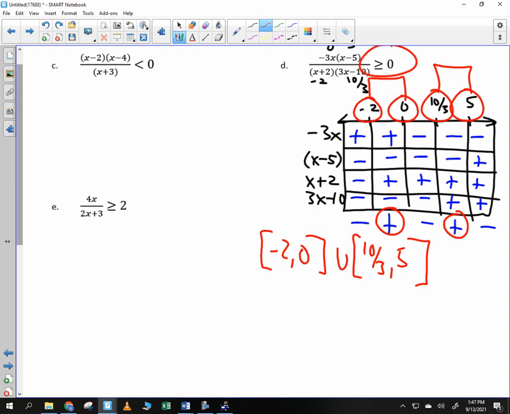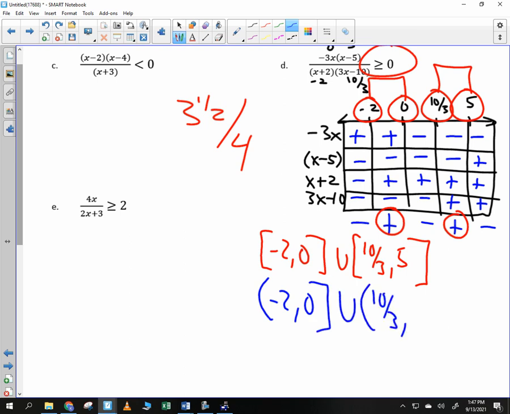Now, if this was a problem on the test, you get 3.5 out of 4, and that's because the final answer is just barely off. And here's why. There's one rule of mathematics that's really important. You can't divide by what number? Can't divide by 0. What number would produce 0 in the denominator? -2 or 10/3. So therefore, even though it says equals, we can't include -2. We can include 0. We can't include 10/3. We can include 5.